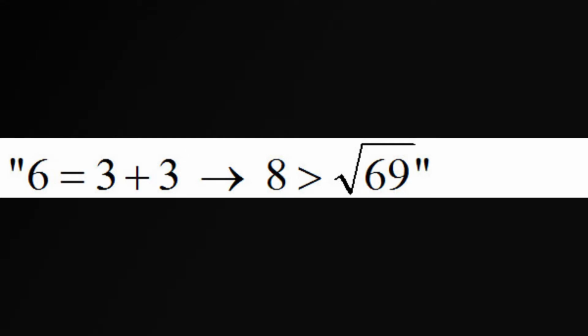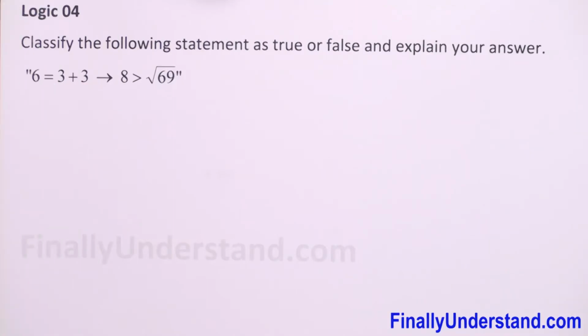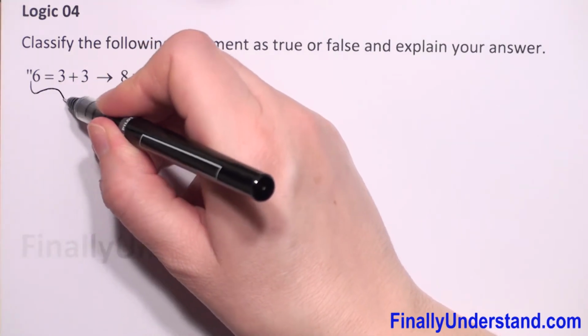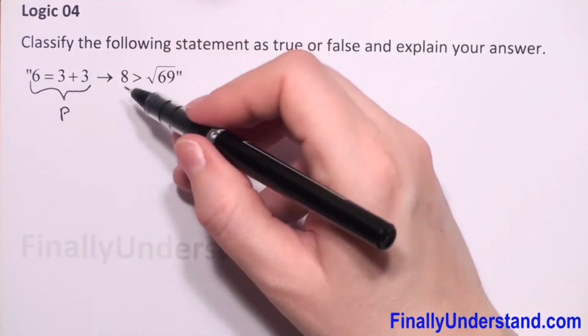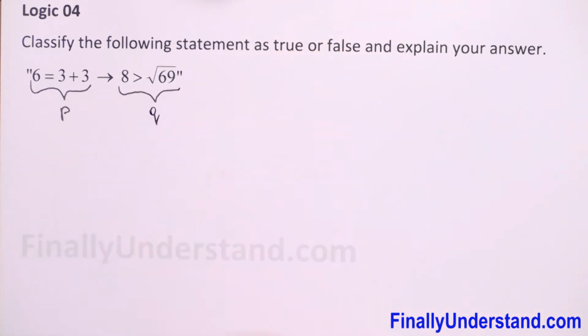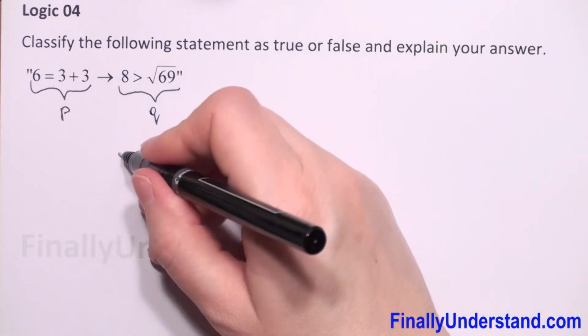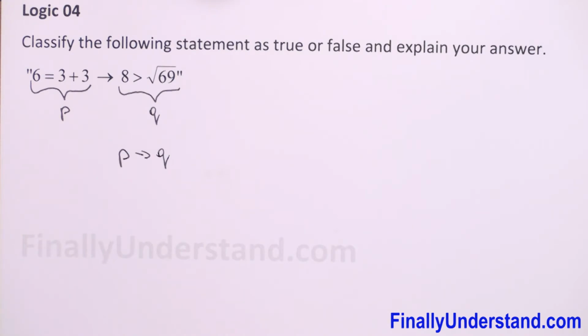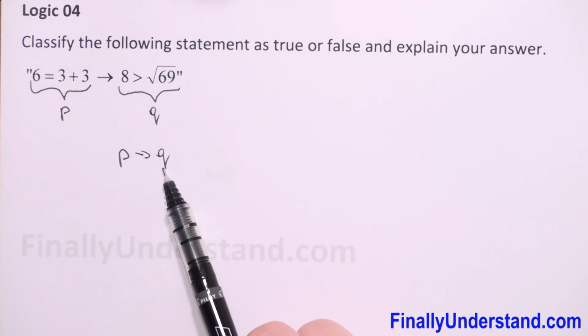We have to classify if our statement is true or false. So first, we have to determine our simple statements. First statement is 6 equals 3 plus 3. This will be our P. And 8 is greater than square root of 69. This is our Q. We have implication here. P implies Q. And we know that implication is only false when P is true and Q is false.